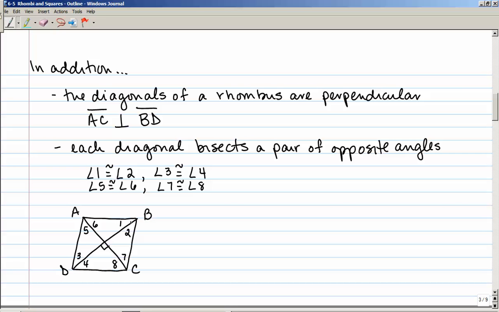So for example here, diagonal BD bisects big angle B, angle ABC, so that angle 1 and angle 2 are congruent to each other. It also bisects big angle D, angle ADC, so that angles 3 and 4 are congruent to each other. But now because big angle B and big angle D are congruent to each other, angles 1, 2, 3, and 4 are all congruent to each other. And the same thing is going to be true with diagonal AC. 5 and 6 are congruent to each other, 7 and 8 are congruent to each other, and because big angle A is congruent to big angle C, angles 5, 6, 7, and 8 are all congruent to each other.